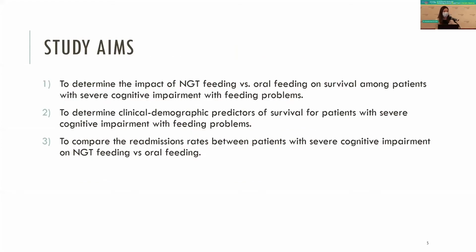And so for my study, some of the study aims included determining the impact of nasogastric tube feeding versus oral feeding on survival amongst these patients with severe cognitive impairment with feeding problems. Another aim was to determine the clinical and demographic predictors of survival for these patients, and also to compare the readmission rates between patients who were placed on nasogastric tube feeding versus oral feeding.